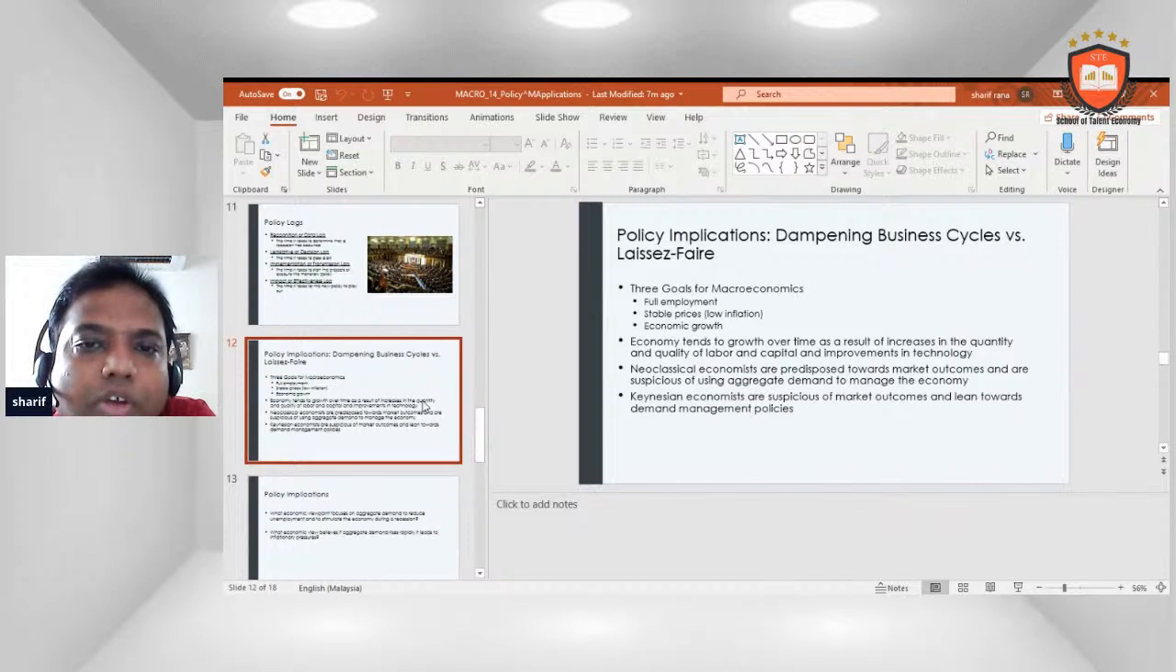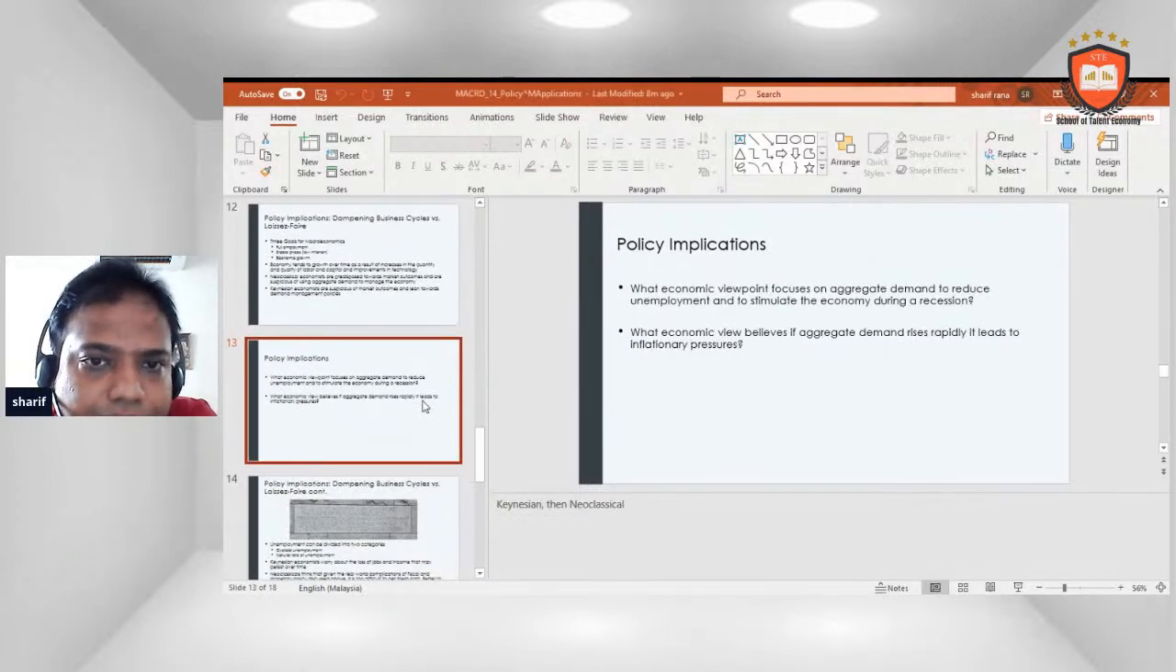Three goals of macroeconomics: full employment, stable prices, and economic growth. Economies tend to grow over time as a result of increases in the quantity and quality of labor and capital and improvements in technology. Neoclassical economists are predisposed towards market outcomes and suspicious of using aggregate demand to manage the economy. Keynesian economists are suspicious of market outcomes and lean toward demand-management policy.